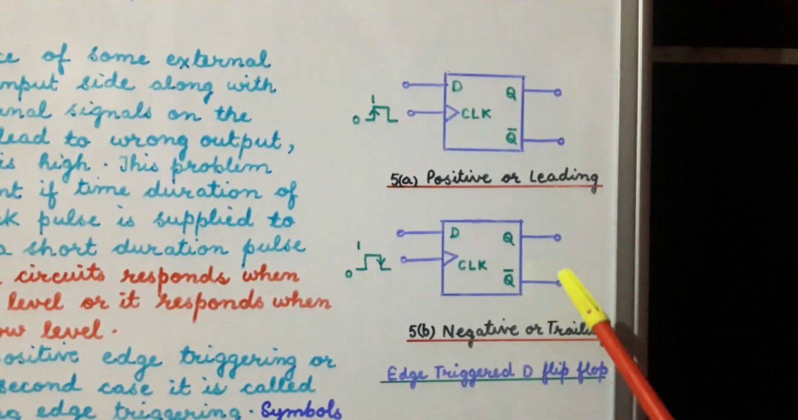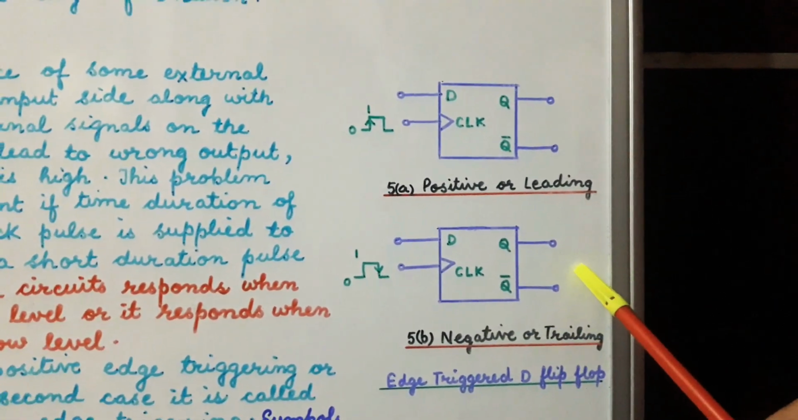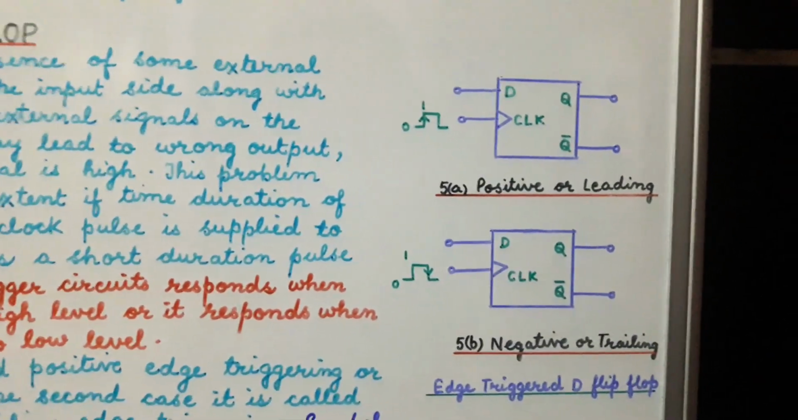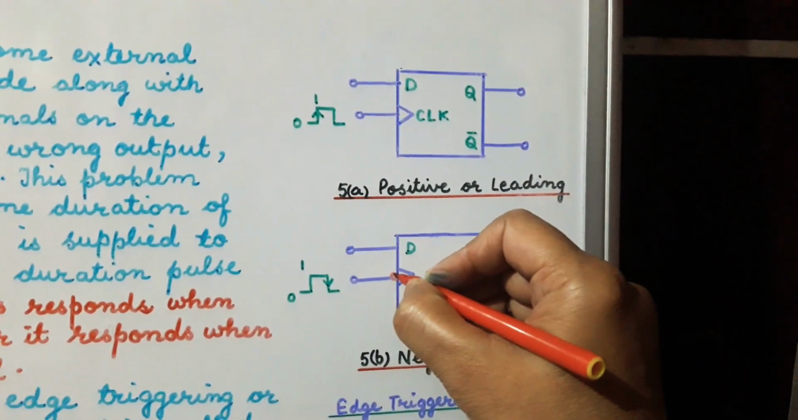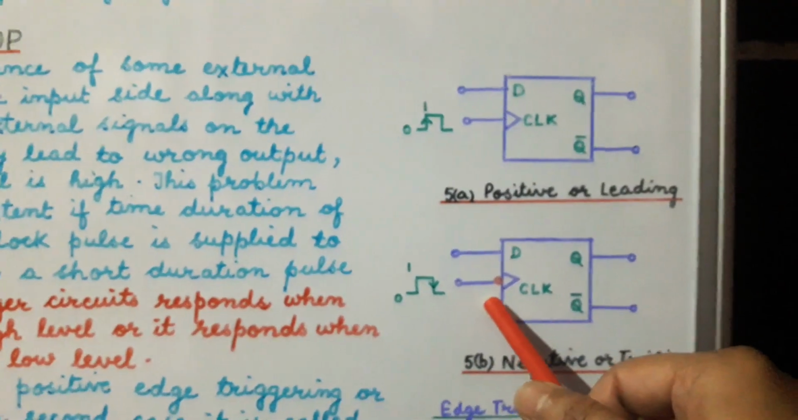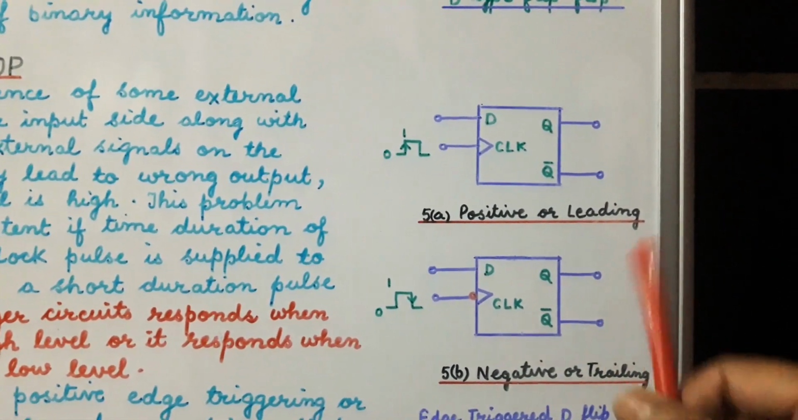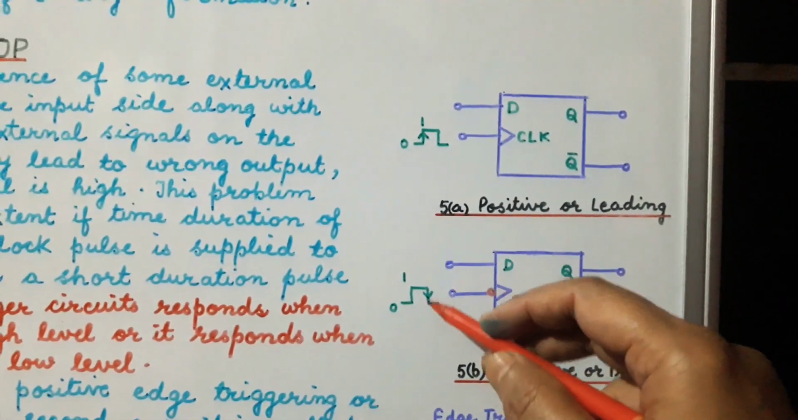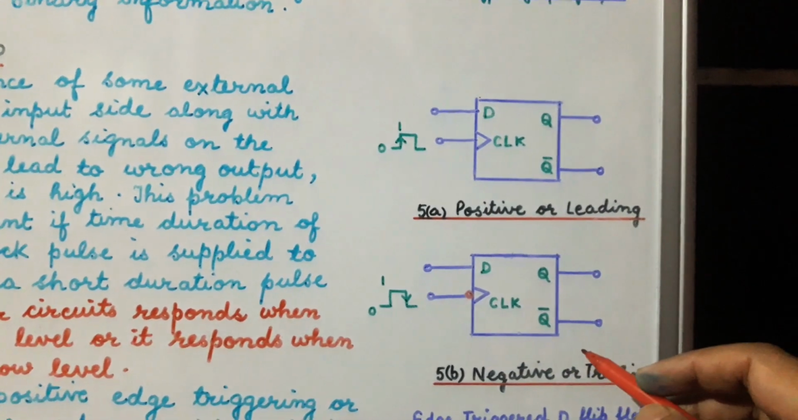Similarly, if it is negative or trailing edge triggered D flip-flop, then the symbol will be as shown in this figure. Here we will have one bubble. There will be a bubble which indicates that this is negative edge or trailing edge triggered flip-flop, which will work when the value of the clock pulse goes from 1 to 0, that is at this edge, and that is why it is known as negative edge triggered D flip-flop.